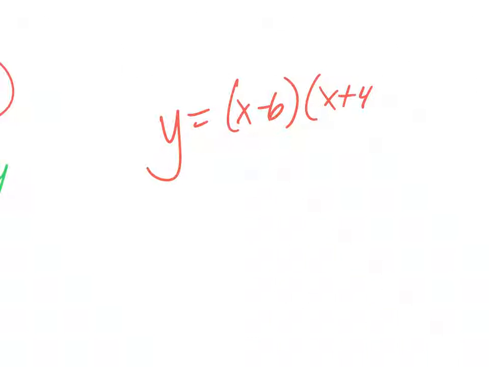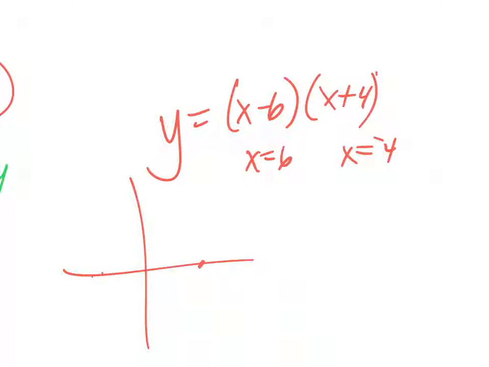Pause for a second while you try that. All right, let's see how you did. I hope you thought 6 and negative 4 are the two important numbers. And what's exactly between them? You could draw it. Here's 6, here's negative 4.